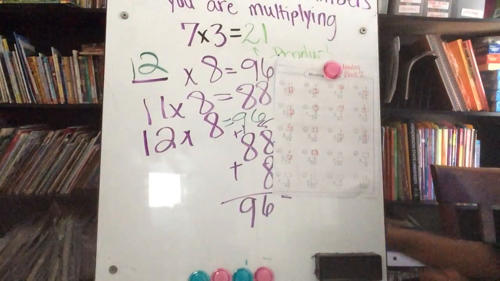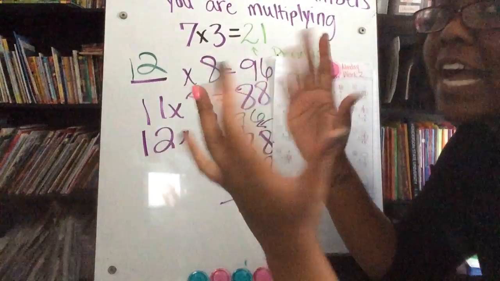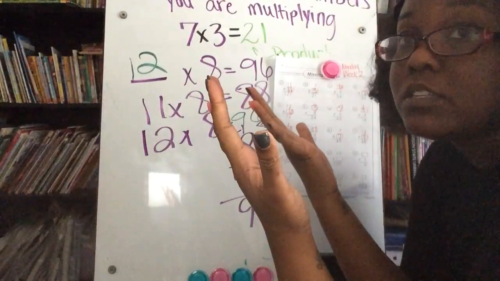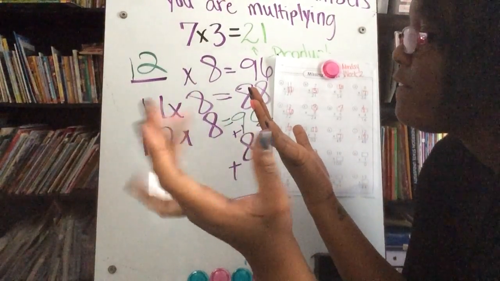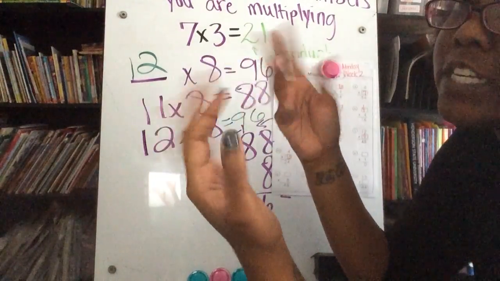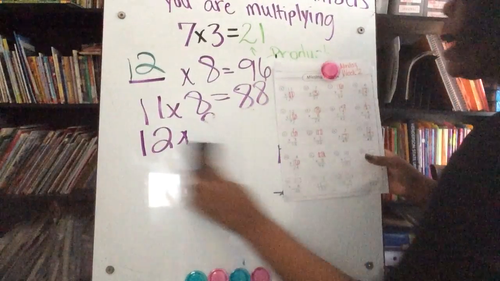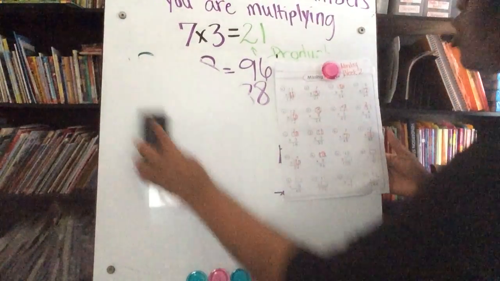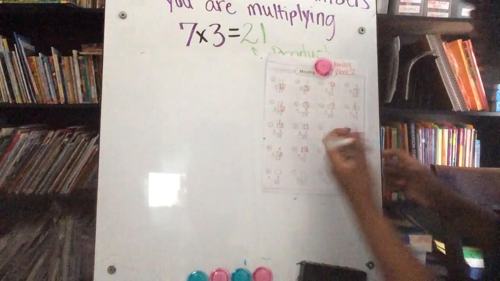10 times something is 100. If you don't know this one, you can skip count by tens. You got 10 fingers. So 10, 20, 30, 40, 50, 60, 70, 80, 90, 100. It took all 10 of my fingers to get to 100. So I know on letter O, 10 multiplied by 10 equals 100.